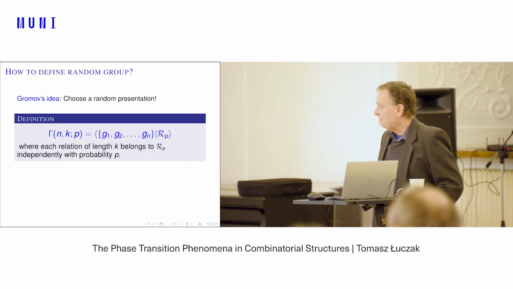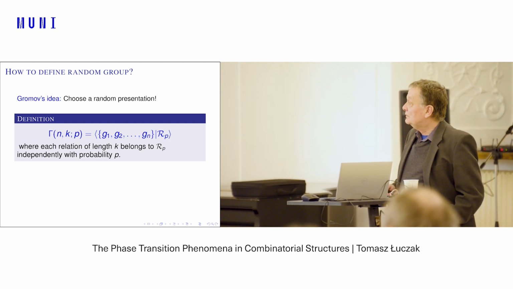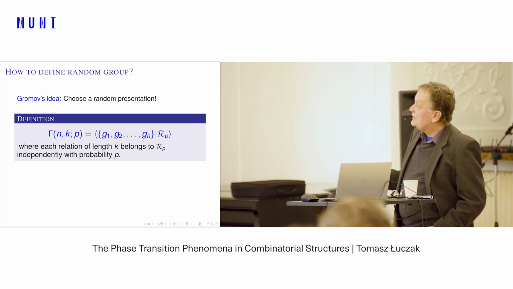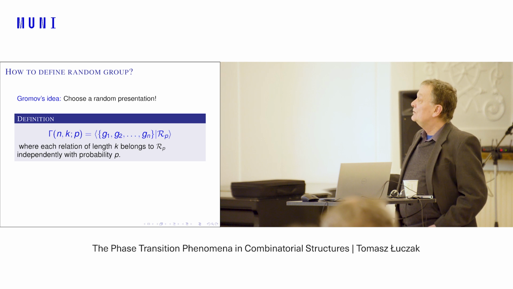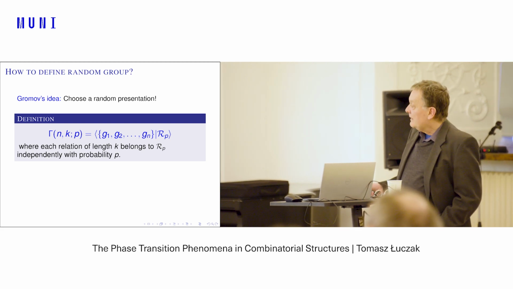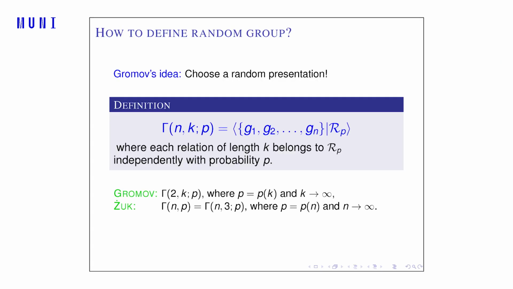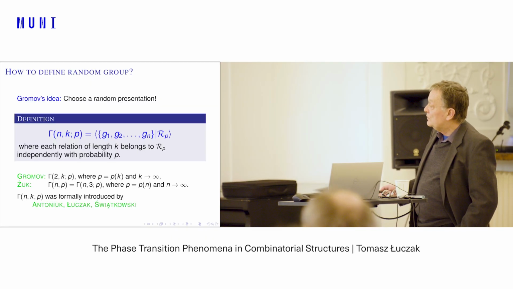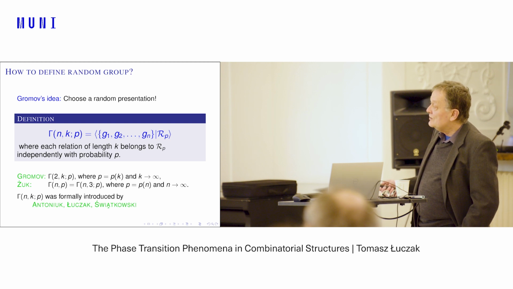So Gromov proposed to define a random group in the following way, we just take generators and take a random presentation of it. So we choose these words, which are equal to one, at random. And there are a few versions of it. So Gromov proposed to have just two generators, but the length of these relators grows. Zhuk proposed to have n generators and just take the relators of size three and so on. And then we introduce the general model. But basically, we will be working with this model of Zhuk. So we have n generators and some relators. Each of them consists of three letters.